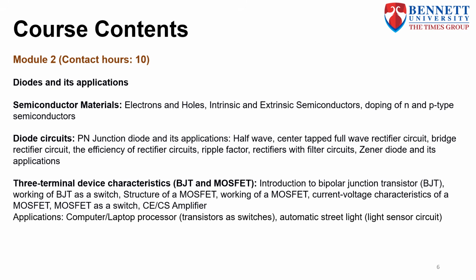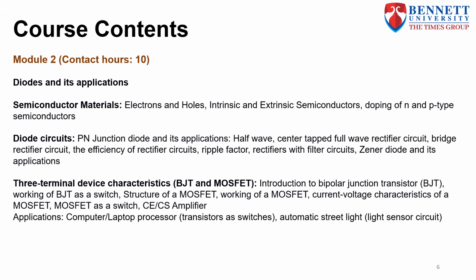In module 2, we will cover the basics of diodes, where we start with the semiconductor materials. What is a semiconductor material? Intrinsic and extrinsic semiconductor material, and how to dope them. In addition to that, we have diode circuits, where we start with the basic p-n junction diode, how the p-n junction is formed, the application of the p-n junction diode in the form of half wave and full wave rectifiers, and how to calculate the efficiency of the rectifier circuits and the ripple factor. All these things will be studied.